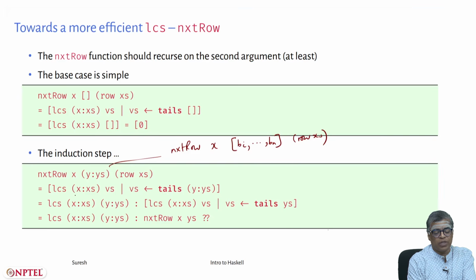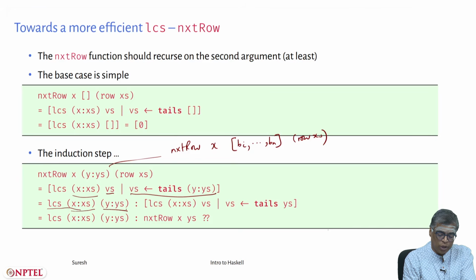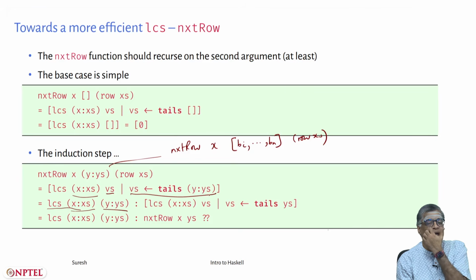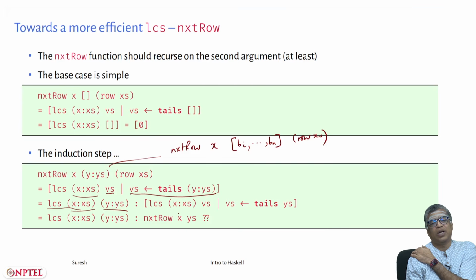So this is LCS of x colon x's v's, where v's comes from tails of y colon y's, in this case bi dot dot dot bn. This is LCS of x colon x's y colon y's, because the first element of tails of y colon y's is just y colon y's, followed by LCS of x colon x's v's, where v's comes from tails of y's. So this is nothing but LCS of x colon x's y colon y's followed by next row of x y's, what? Same row of x.